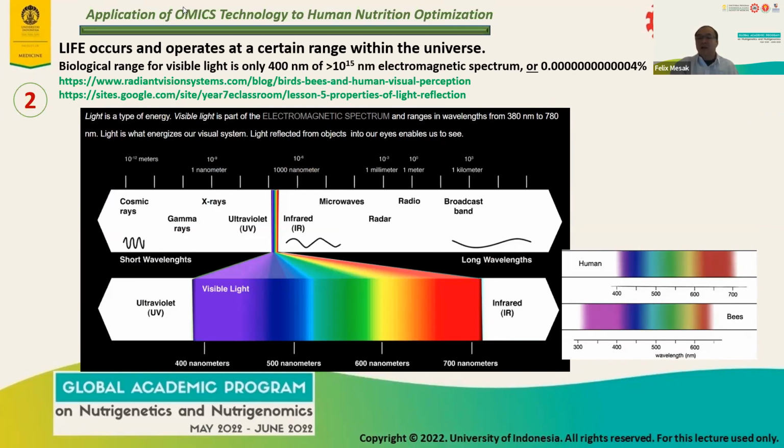Thus, the electromagnetic spectrum has just about 400 nanometers out of 10 to the power of 15 nanometers. So it's unbelievable. It's really small, like 0.0000 and so on, 4%. So here you can see, on the lower right, the visible spectrum for humans versus bees. So while the range of visible light for life is extremely limited, it is incredibly beautiful.